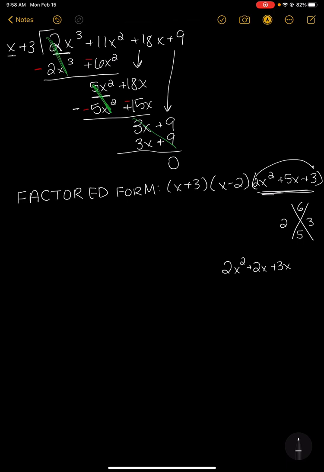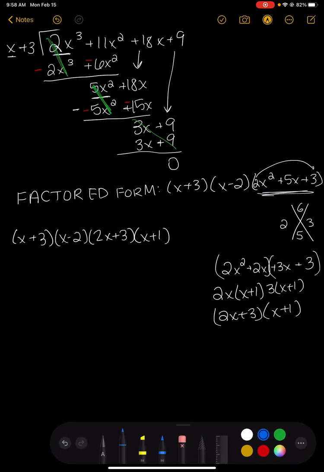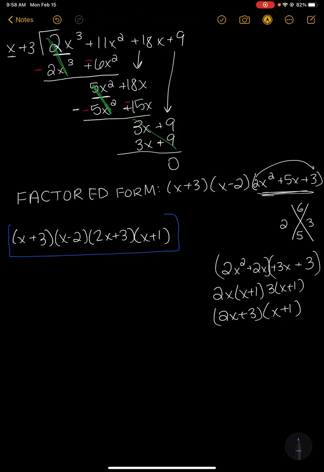Make sure you can factor that on your own. Factor by grouping. And so I actually find that my completely factored form is x plus 3 times x minus 2 times 2x plus 3 times x plus 1. That would be completely factored.